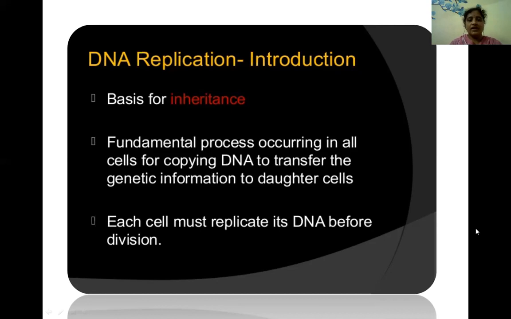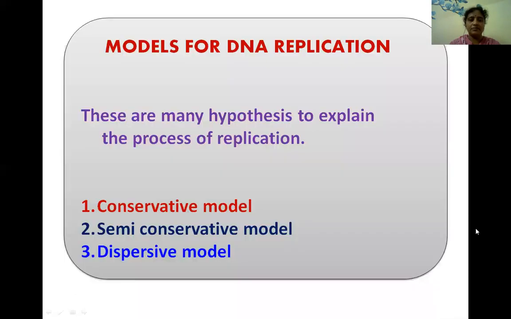DNA replication is the basis for inheritance, a fundamental process occurring in all cells, copying DNA to transfer the cell's genetic information to daughter cells. Each cell must replicate its DNA before division.